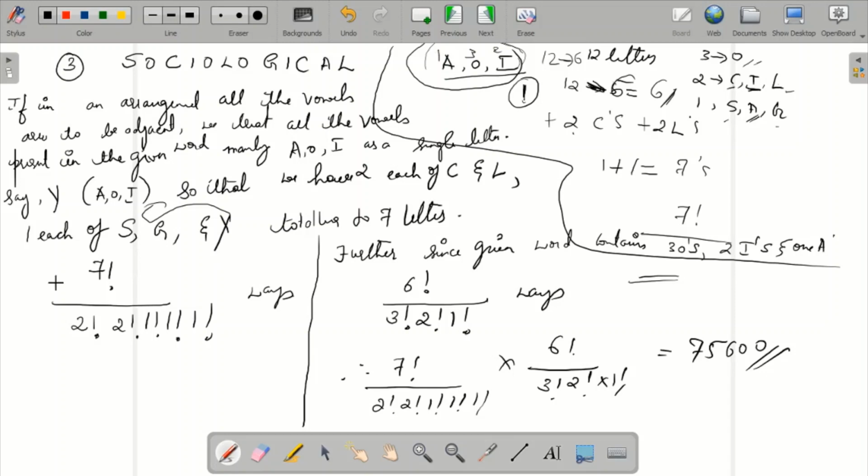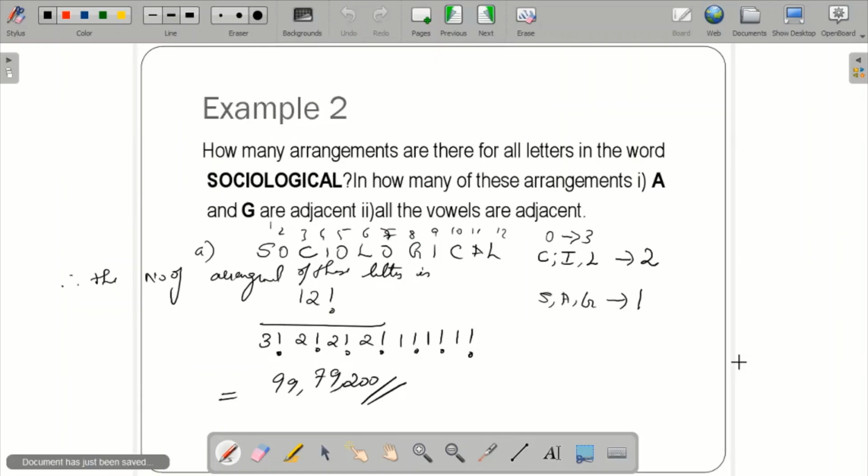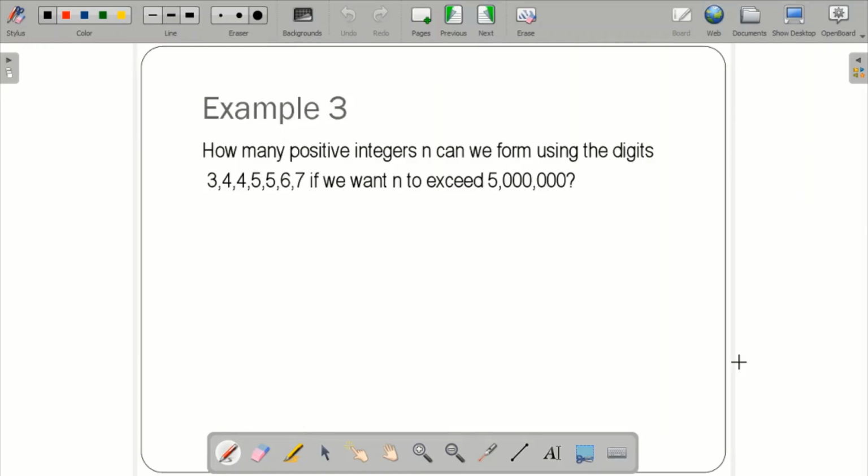See here, I have told all vowels are together. So this logic is clear, but these vowels should be rearranged within themselves. So you had 3 O's, 2 I's and 1 A. So that is 6 factorial divided by repetition of O, repetition of I and repetition of A. So this is the number of ways how you can arrange the word sociological when all the vowels are adjacent. So this is regarding example 2.